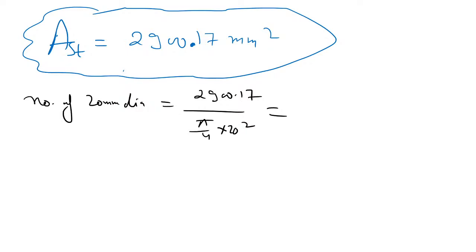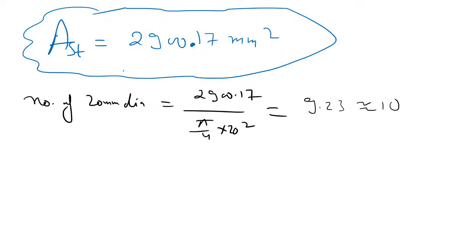So here it is, 10 number of bars, 9.23, which is almost 10. So guys, it will be slightly congested to keep 10 number of bars in 350 mm.